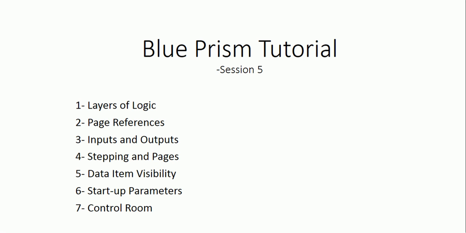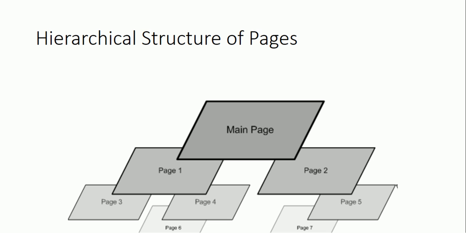So today we are going to see what are the layers of logic in a process, what are page references, how to create a page reference, how do you pass inputs and get output variables from different pages, how do we step into the process so that we can debug better, and we would also see how to make a data item globally visible, and we will also try to publish a process to control room and try to run that process from a control room. We will also touch upon what are startup parameters and how to use those. Right, so let's get started.